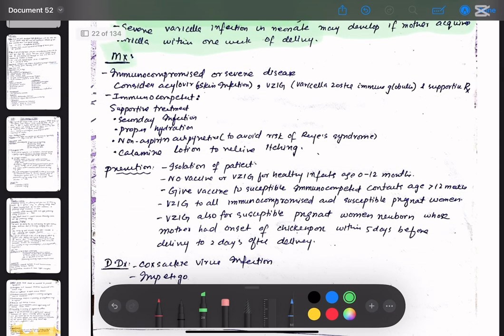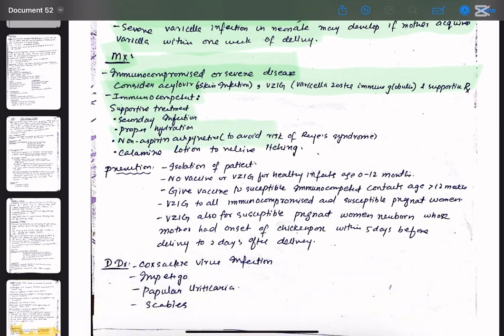The management of chickenpox: for immunocompromised patients or severe disease, consider acyclovir, skin infection treatment, and varicella zoster immunoglobulins, which is supportive treatment. For immunocompetent patients, supportive treatment is given, that is for secondary infection, and proper hydration is done. Non-aspirin antipyretics are used to avoid the risk of Reye's syndrome, and calamine lotion is given to relieve the itching.